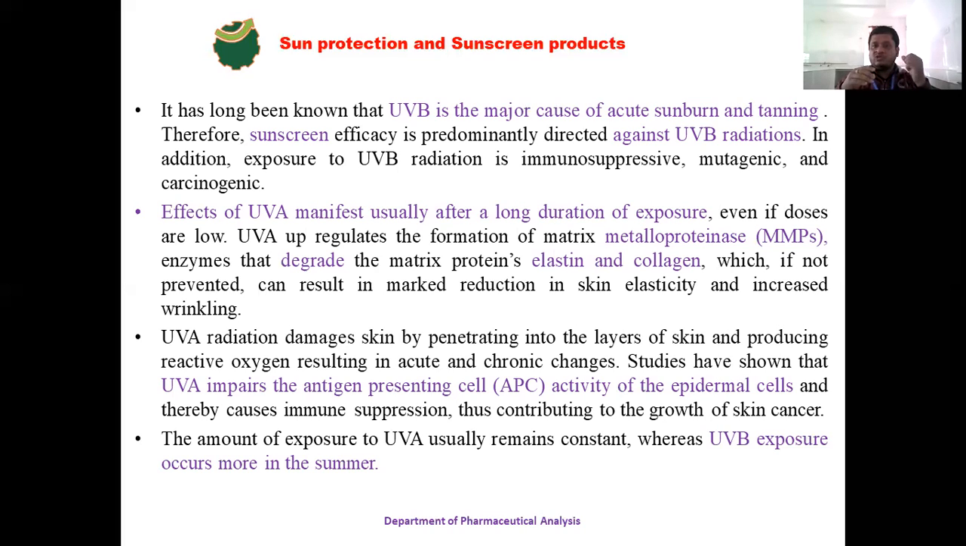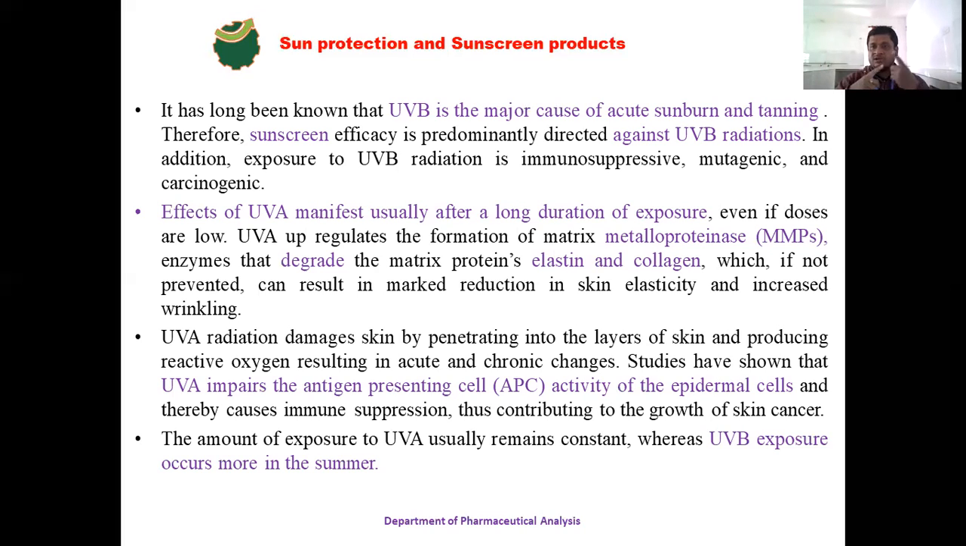Now UVB rays mainly cause sunburn and suntan effects, as well as mutagenic, carcinogenic and immunosuppressive effects. Now coming to UVA, the harmful effect can happen only when a person has long-time exposure to UV rays. So if any person is exposed to UV rays for a long time, then certain effects will be there.